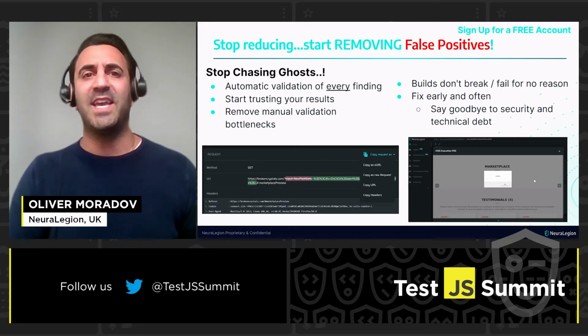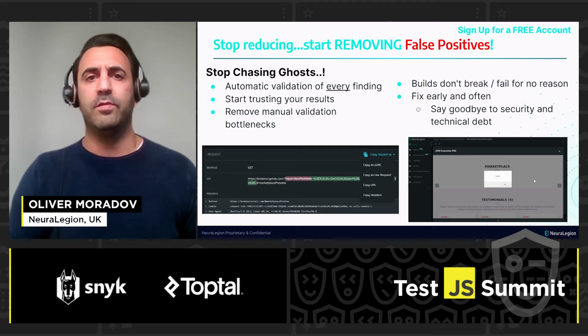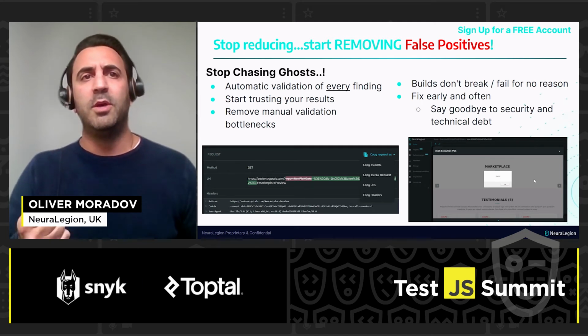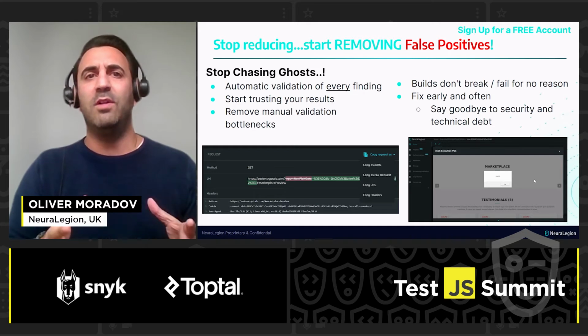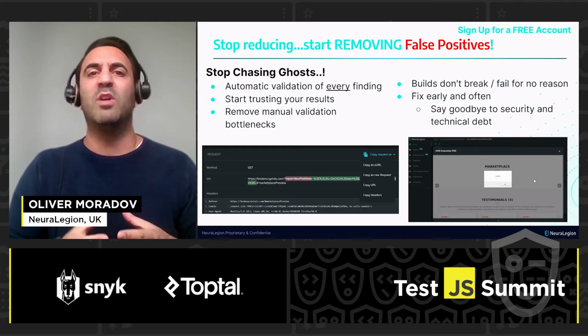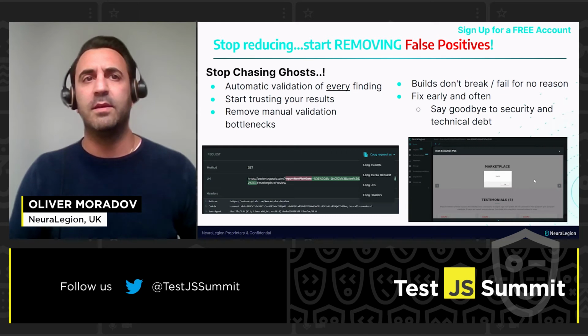DevOps and CI/CD equals automation, correct? How can you do that without accuracy? Developers want to know real issues, not hyperbole. People always talk about reducing false positives. Well, here at NeuraLegion, we like to talk about removing false positives altogether for you automatically.